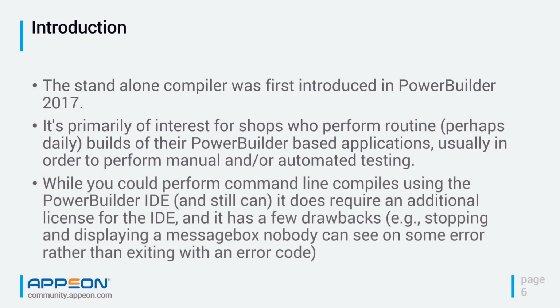Now, while you can perform command line compiles using the PowerBuilder IDE, you still can, it does require an additional license for the IDE, and it has some drawbacks. If you encounter certain issues during the compile using the PowerBuilder IDE, what the PowerBuilder IDE wants to do is display a message box. Well, given that it's running automated, there's nobody there that can see the message box and respond to it. So what happens is your build just freezes, and you don't get an error message, you don't get an error code, you just get a frozen build, and then you've got to go research why you got a frozen build.